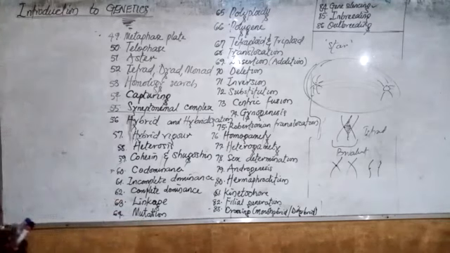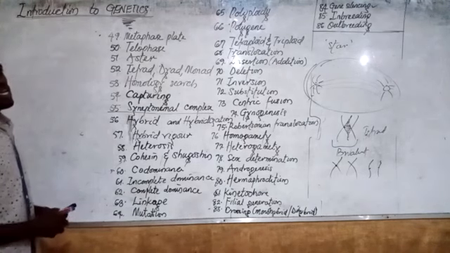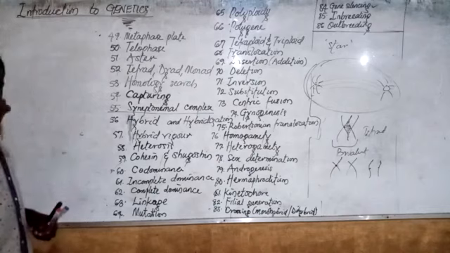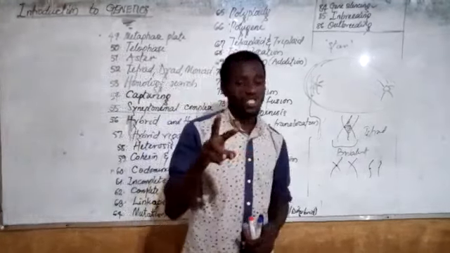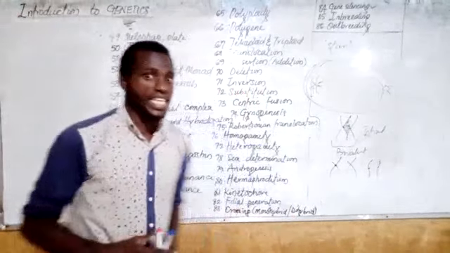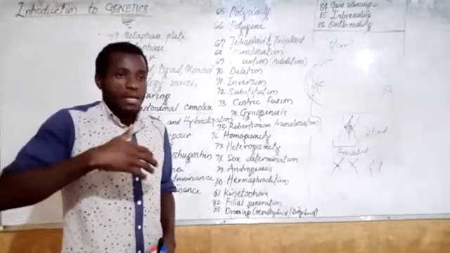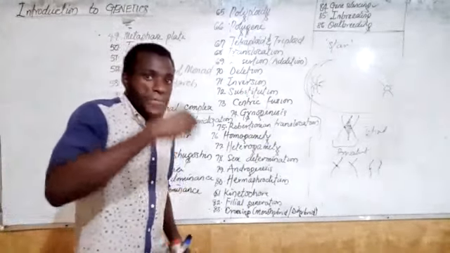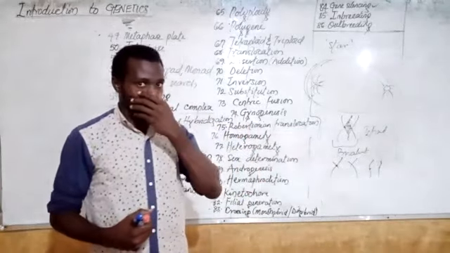Then linkage. Linkage is basically talking about when two different genes occur together on a chromosome. That is it. That's linkage. So it is basically called linkage because of the high propensity for being delivered to the next generation.